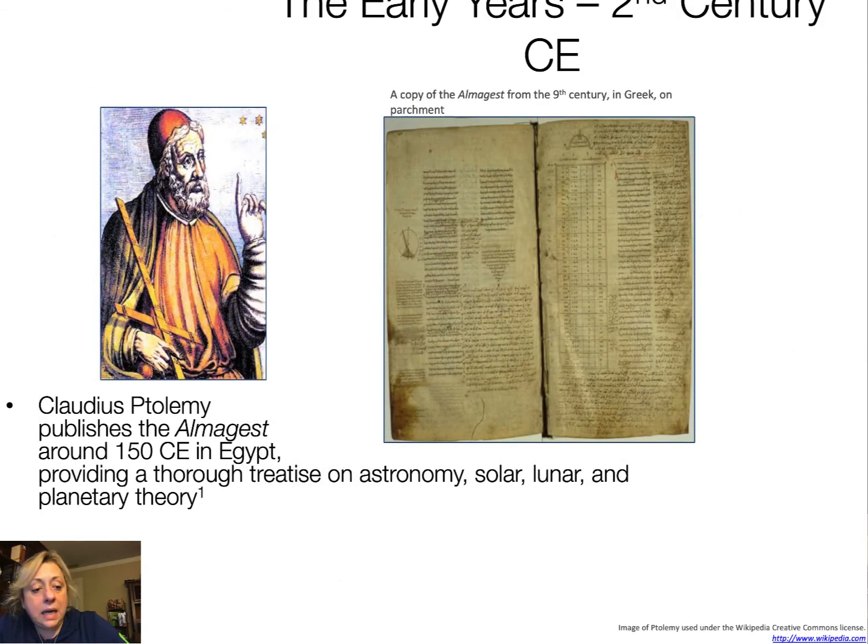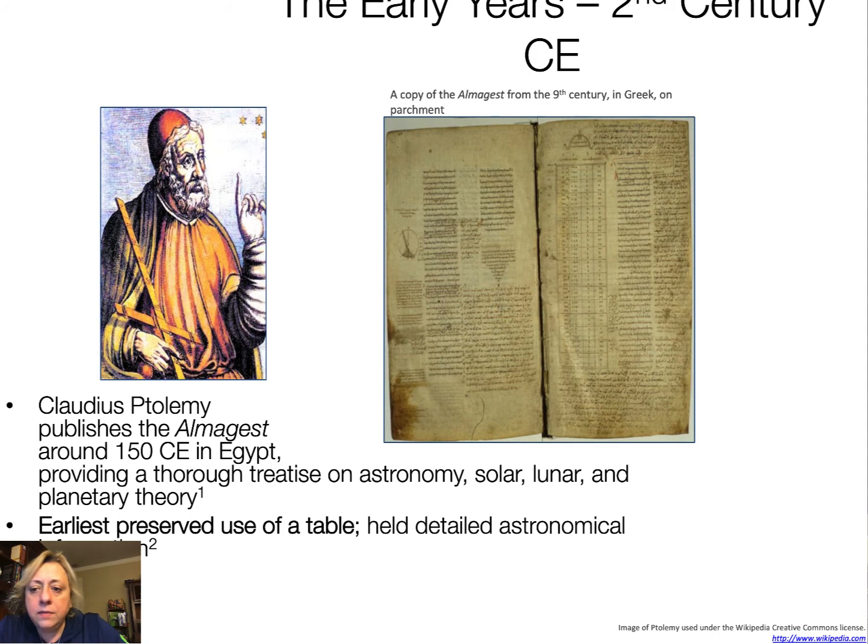Okay, so going back in history, even in the 1950s in Egypt, Claudius Ptolemy was providing a thorough treatise on astronomy, the solar and lunar theory, and the planetary theory. And this is one of his publications on the right side. We have a copy of the Almagest from the 19th century. It was written in Greek.